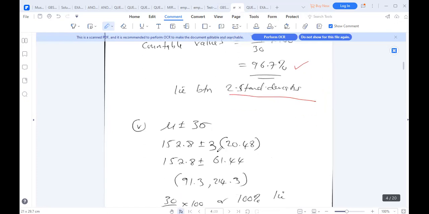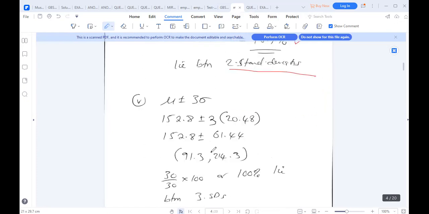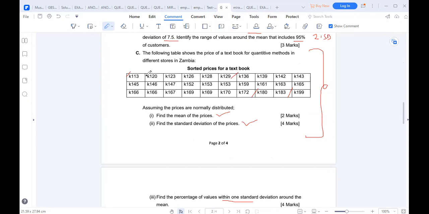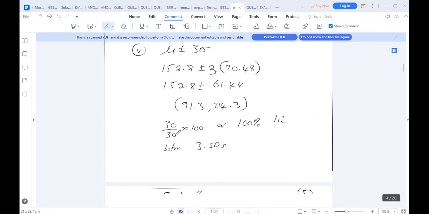Then within three standard deviations, when we multiply by 3, the range will be 91 to 214. So you discover that the more you increase the standard deviations, the higher the values. So all of them will be within the countable values. So 30 out of 30, this will be 100% that lie within the three standard deviations. That is how we get that figure.